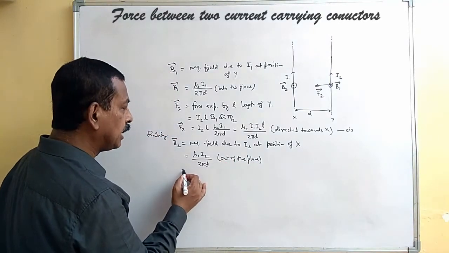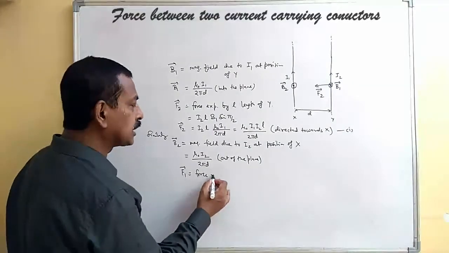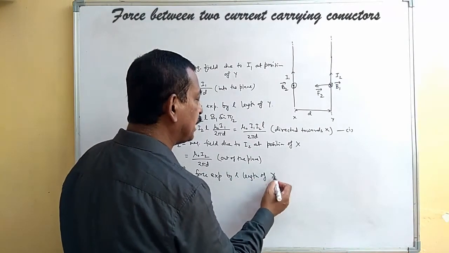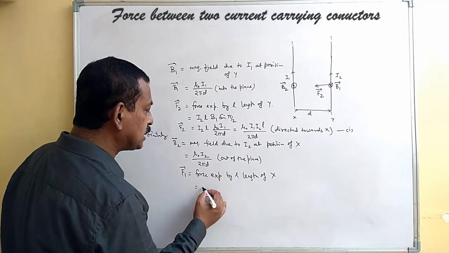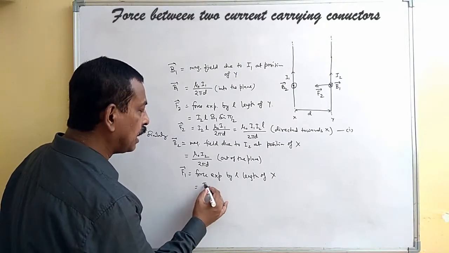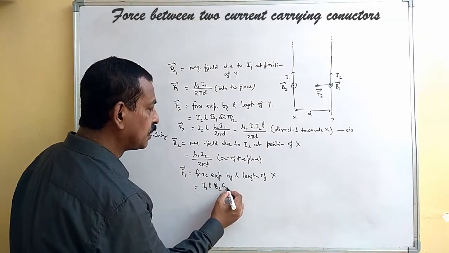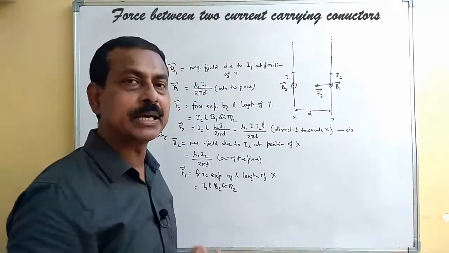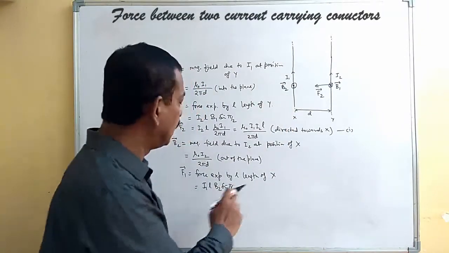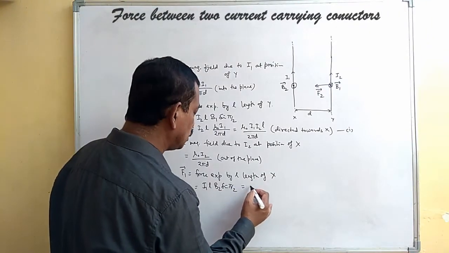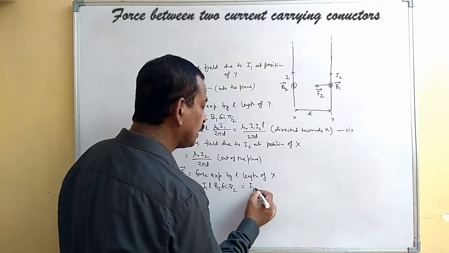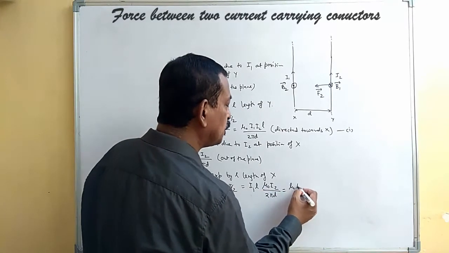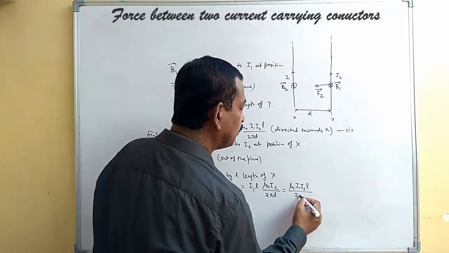Now we take F1. This is the force experienced by L length of X. So in this case, this will be equal to I1 L B2 sine pi by 2, because I1 is the current through the first wire, the magnetic field at its position is B2, length is L, and the angle is 90 degrees. So this is I1 L mu naught I2 by 2 pi d. So this is mu naught I1 I2 L divided by 2 pi d.